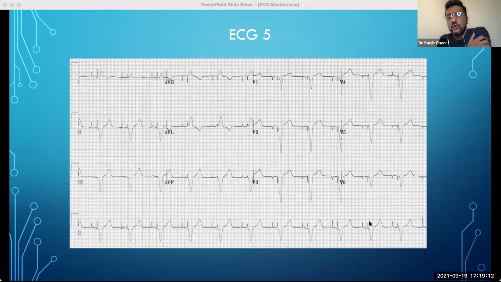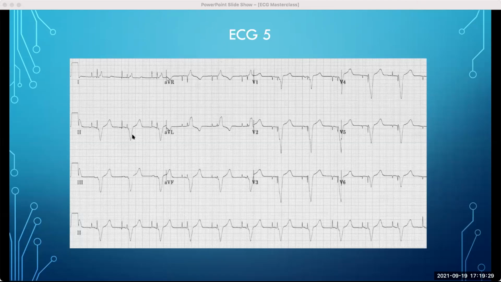What else? What about the QRS duration? Do you think the QRS is broad or narrow? And if it's broad, then you're talking about bundle branch blocks. Is this left bundle branch block or right bundle branch block? Somebody in the chat saying broad QRS. Broad QRS, that is correct. It is broad and it's bundle branch block.